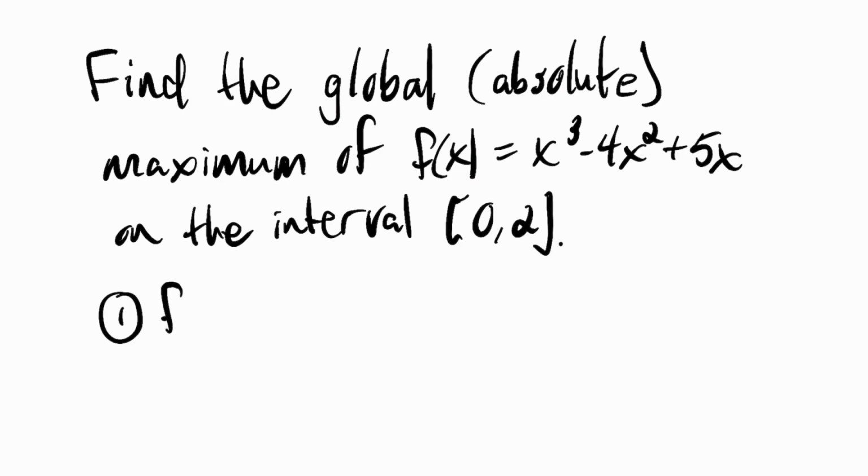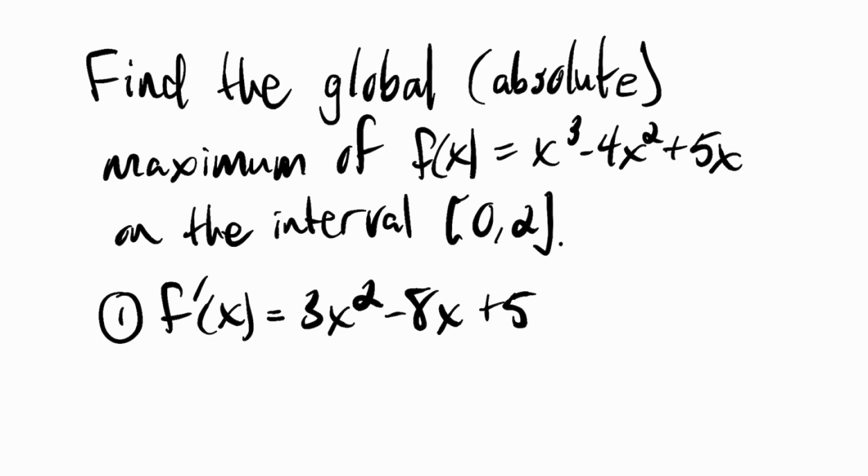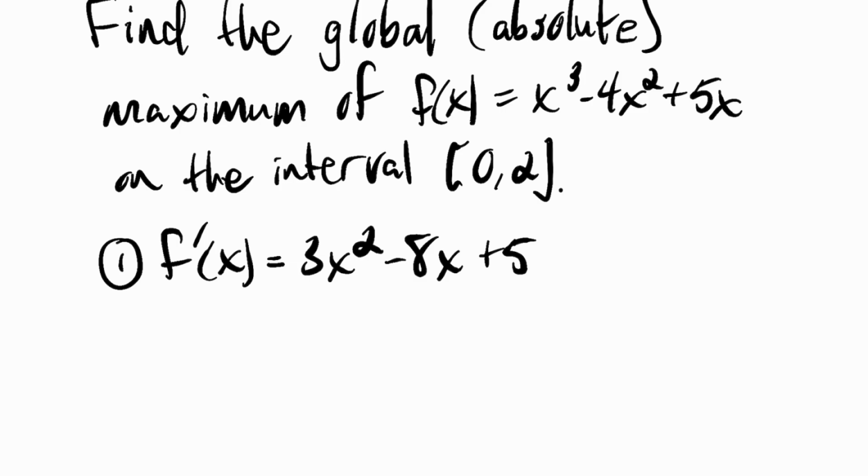So step one, I'm going to find the derivative, f prime of x. And this is a pretty simple function, just a cubic. We just need the power rule, so this isn't very hard. So 3x squared minus 8x plus 5, right? And then step two, I need to find out, based on that derivative, where are the critical numbers.